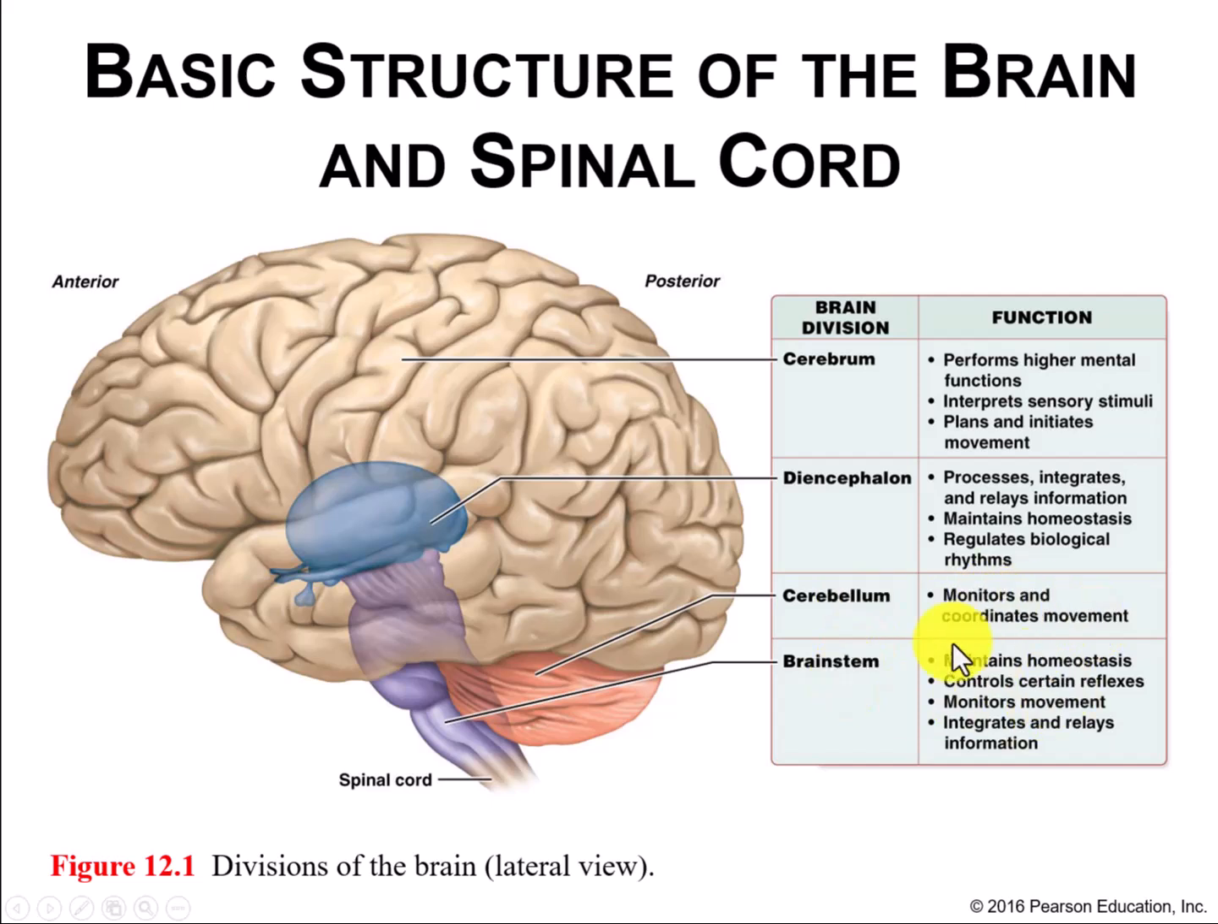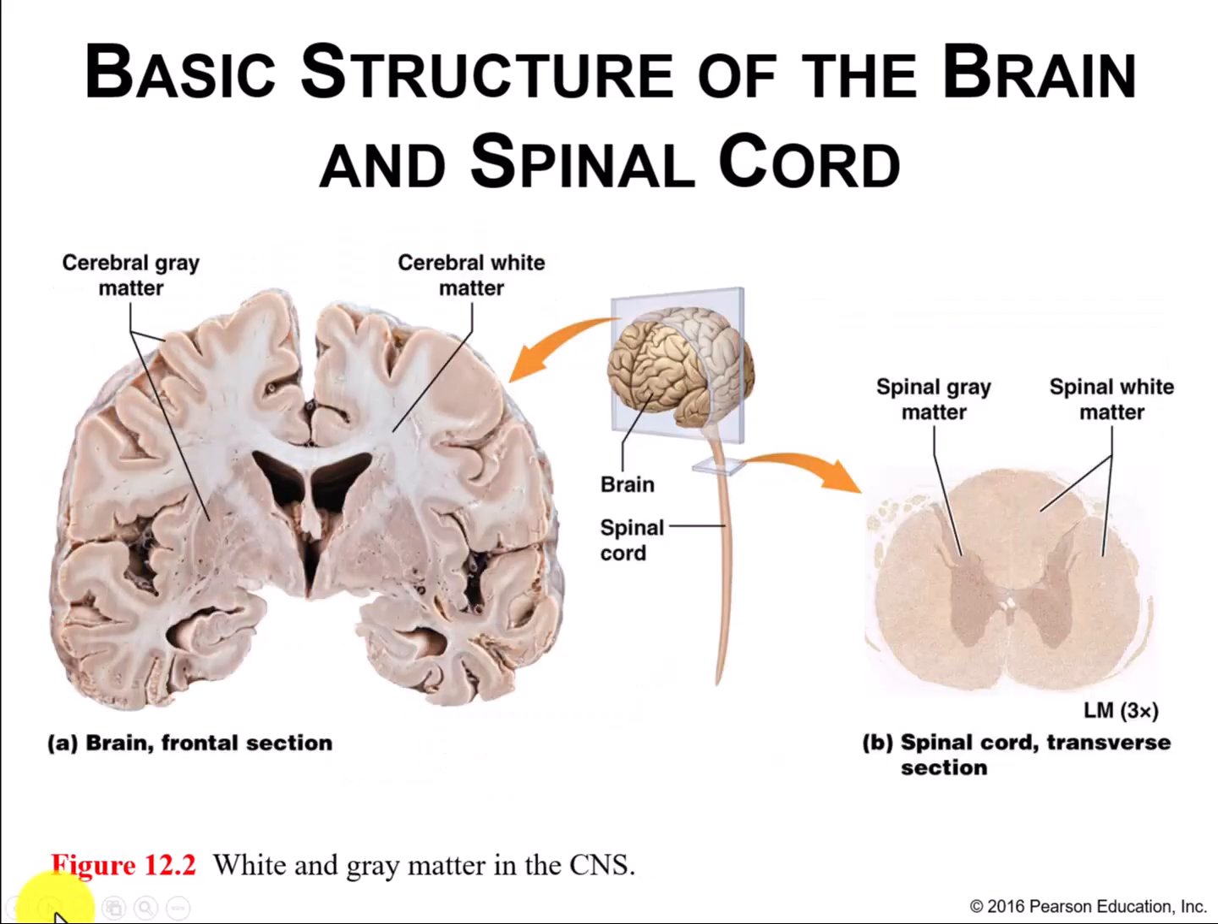And then the brainstem is our base. This is what a lot of living organisms have within the animal kingdom. And so the brainstem does those basic functions such as heartbeat and breathing. So it maintains homeostasis, controls reflexes, and integrates and relays information into and out of the central nervous system.